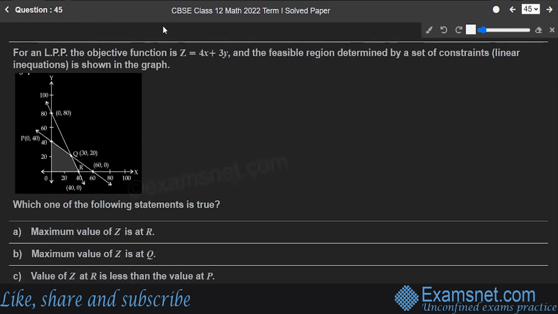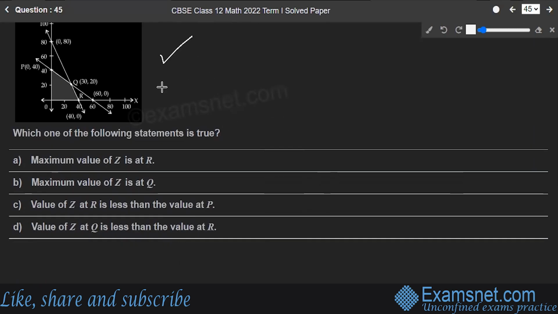So now for a linear programming problem, LPP, the objective function is given by z is equal to 4x plus 3y, and the feasible region determined by the set of constraints is shown in this graph. Which one of the following statements is true? Number 1, maximum value of z is at R, which is this point. Maximum value of z is at Q. Value of z at R is less than the value at P. The value of z at Q is less than the value at R.